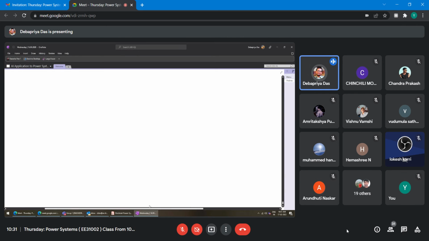So whenever we write this equation, this is a 2 by 2 matrix. It is very simple.